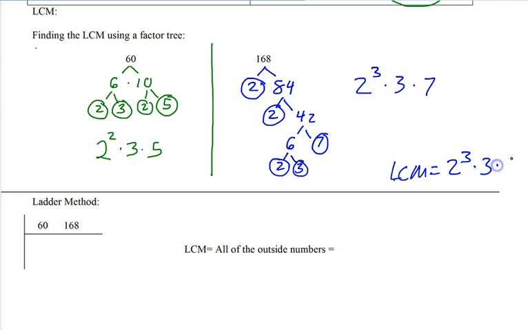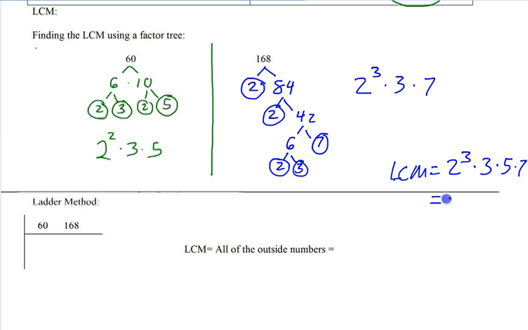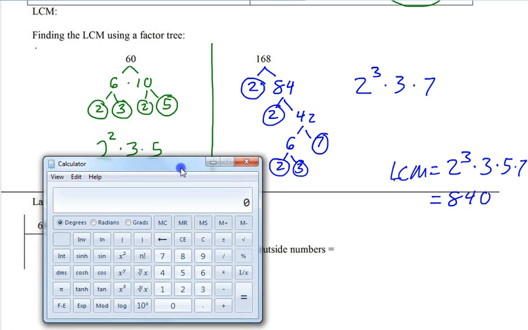We also need a 5 and a 7, and now if we multiply that out, so that's 2 times 2 times 2, those are the 3 2's we need, a 3, a 5, and a 7, well, there you go, and we get 840. Alright, now let's check it.